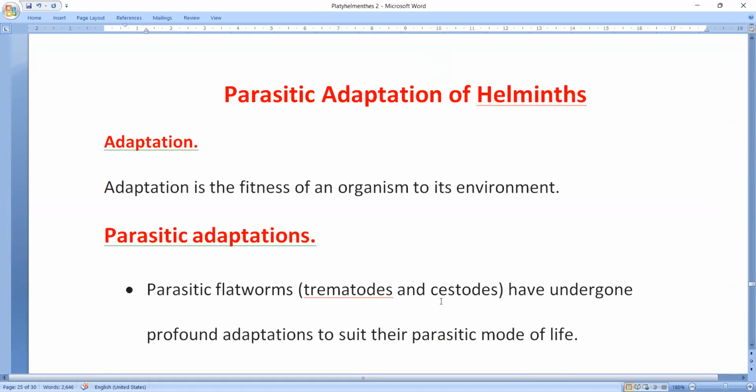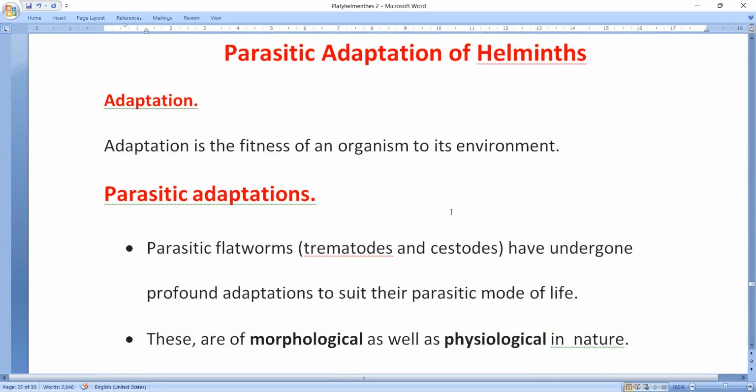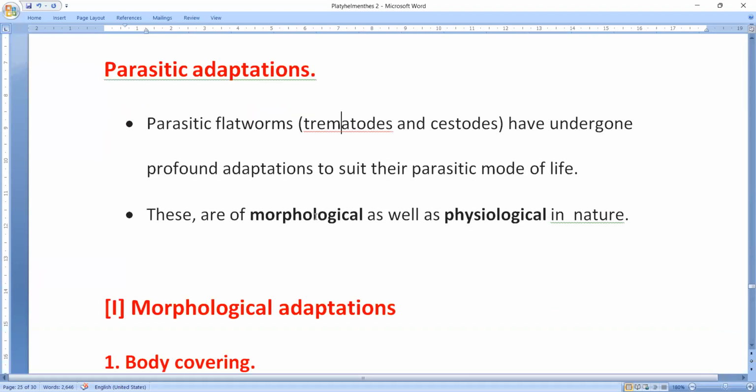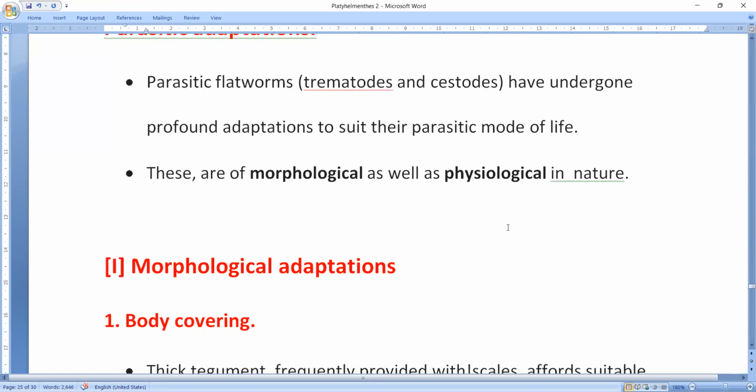And then parasitic adaptations. What is an adaptation? Adaptation is the fitness of an organism to its environment. So parasites acquire many adaptations. Whether endoparasite or ectoparasite, when they are in the host cell or host body, they acquire some unique adaptations. They are very well developed adaptations. They may be morphological and physiological in nature.